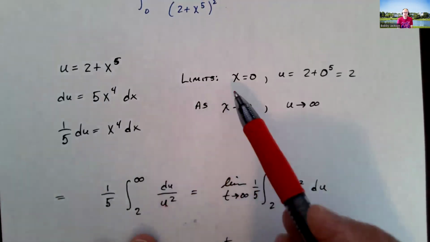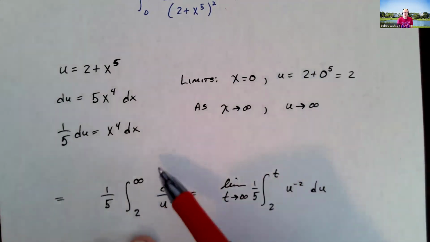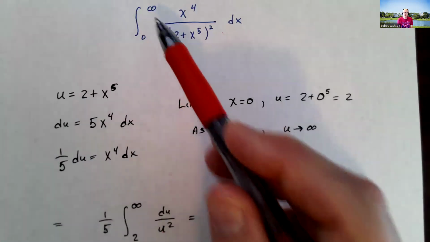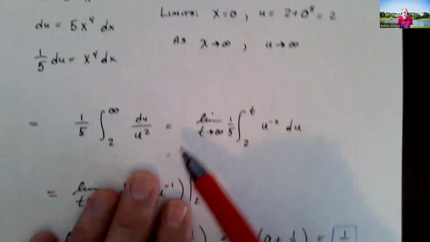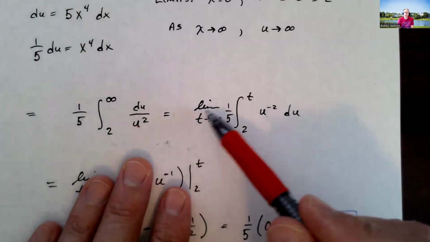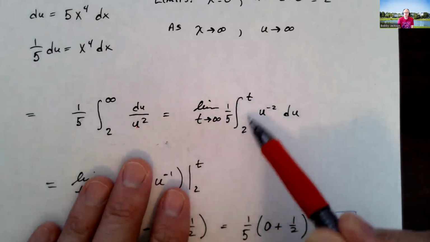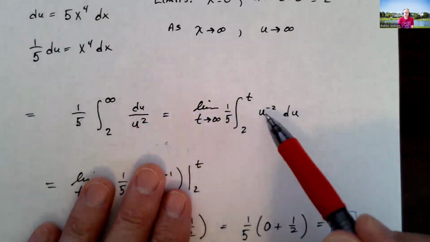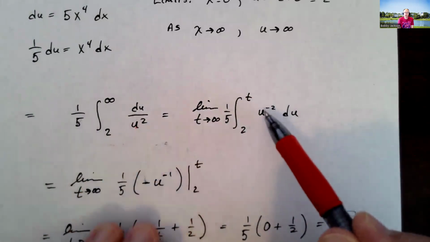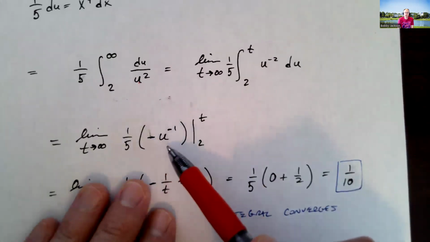And again, remember, we changed the limits of integration. x equals 0 is now u equals 2. And then the top limit is going to infinity and also going to infinity here. So now I'm going to rewrite this with the following. Limit as t goes to infinity of 1/5 the integral from 2 to t. I just rewrote 1 over u squared as u to the negative 2. Power rule on that, the antiderivative is negative u to the negative 1, or negative 1 over u.